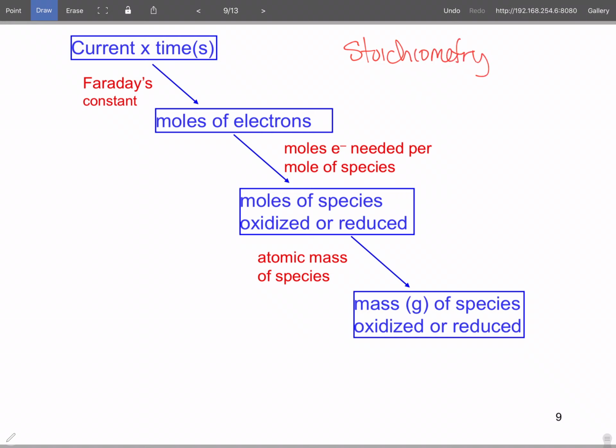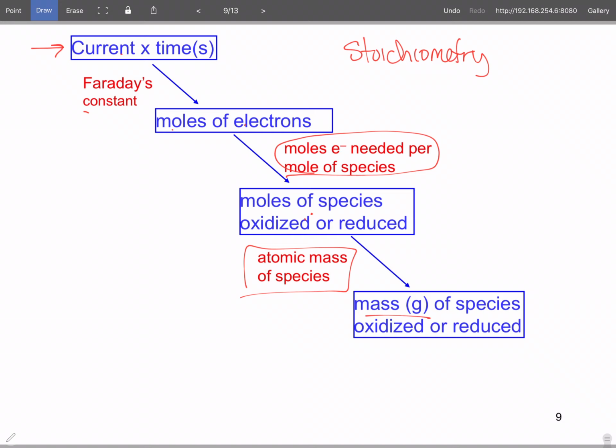And you've got to count. So, you start with an amount. In this case, we can start with the current times the time. That'll give us the charge. We can go from charge to moles of electrons using Faraday's constant. Then we go from moles of electrons to moles of species using the moles of electrons needed. Then you can go from the moles of the species to their mass using the atomic mass of the species. Now, we will have charged species like nickel 2 plus to nickel, chromium 3 plus to chromium. The mass is not affected by the gain or loss of electrons because electrons pretty much are minimal.